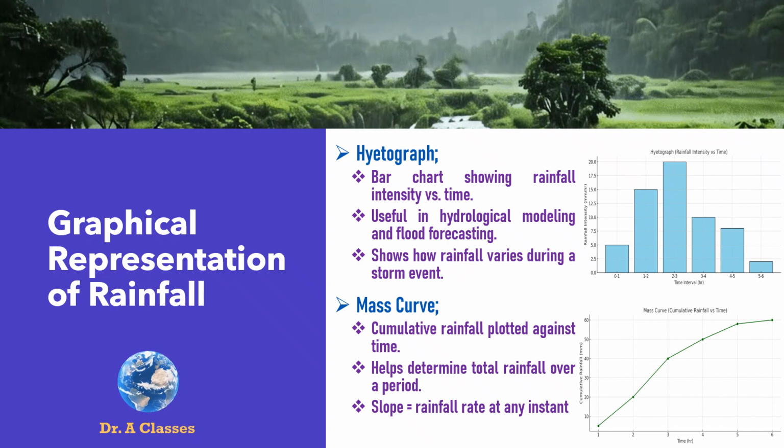Mass curve. This curve represents cumulative rainfall over time. By analyzing the slope, we can infer rainfall rate. A steep slope indicates intense rain, while a flat one suggests no rain. It is useful in reservoir design and water resources studies.